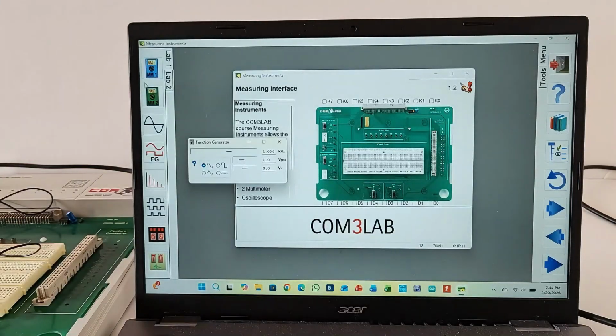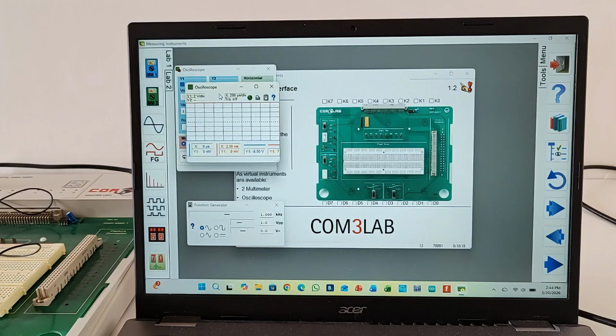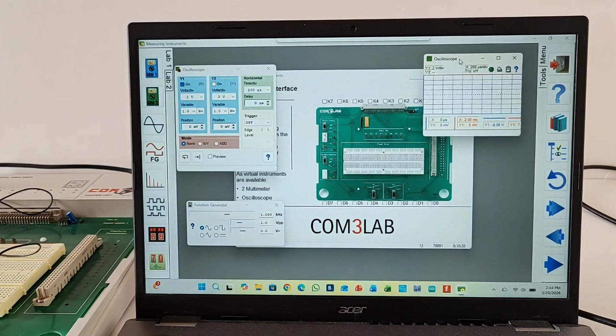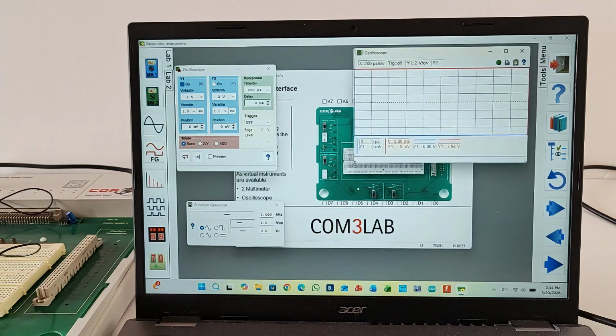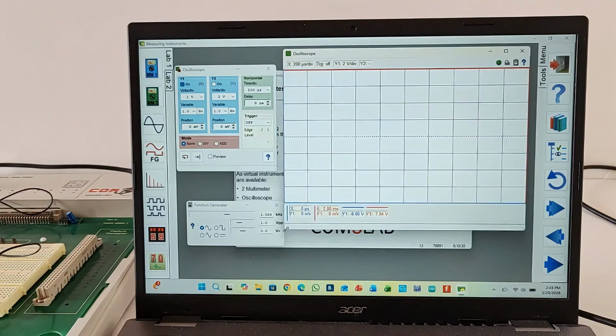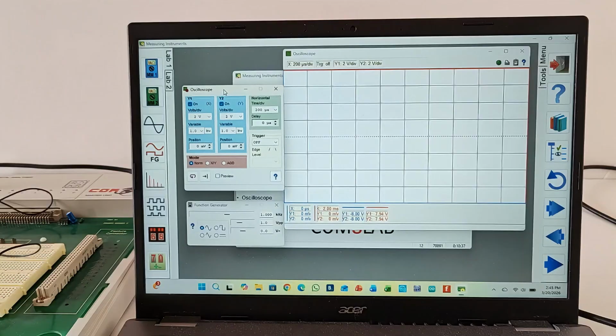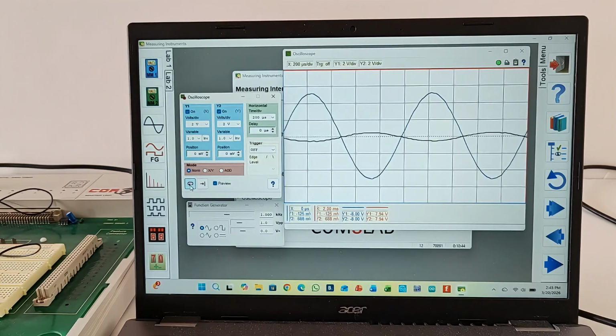Now, let us open the oscilloscope of the COM3Lab software from here. Let's have a bigger display for the oscilloscope here. There. Okay, I'll put a check on Y2 here. And let me generate the oscilloscope now. Click preview, and I'll run it here.